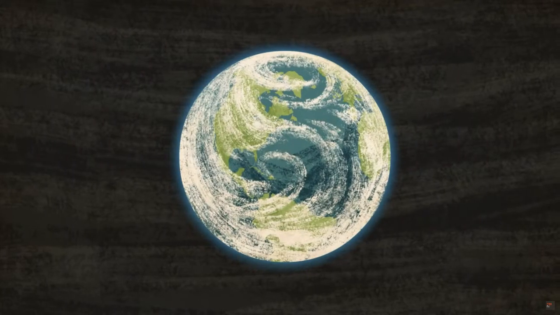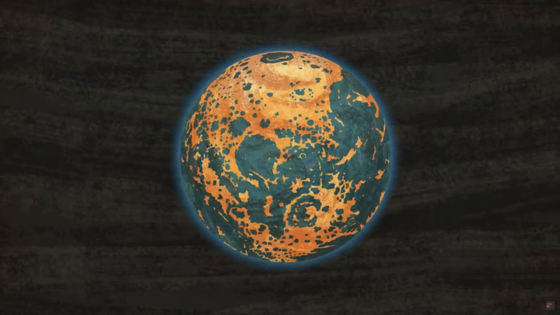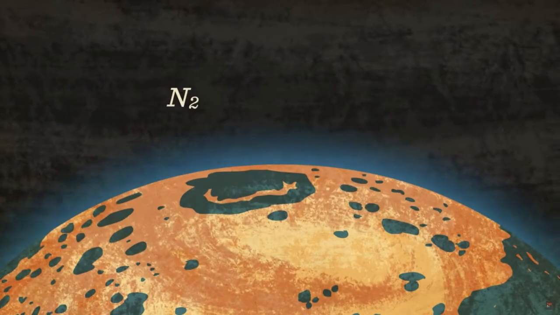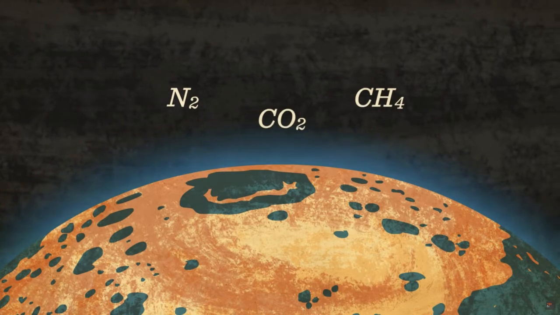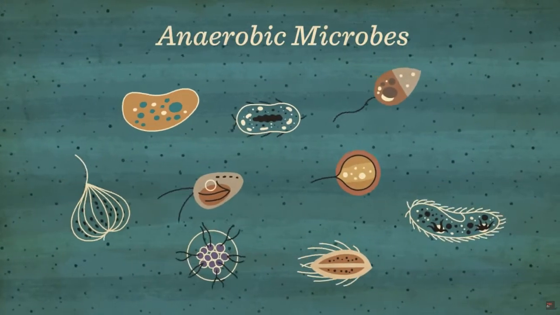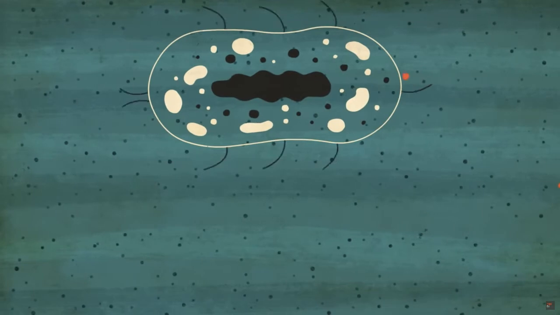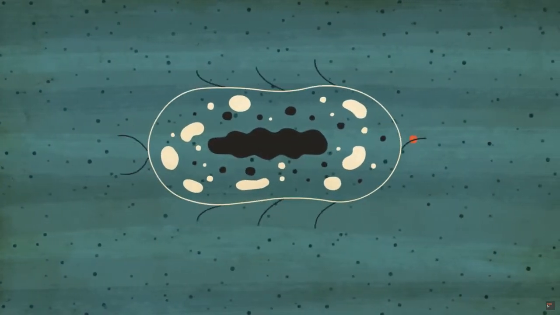Earth's atmosphere wasn't always the oxygen-rich mixture we breathe today. 3.5 billion years ago, the atmosphere was mostly nitrogen, carbon dioxide, and methane. Almost all oxygen was locked up in molecules like water, not floating around in the air. The oceans were populated by anaerobic microbes. Those are simple unicellular life forms that thrive without oxygen and get energy by scavenging what molecules they find.